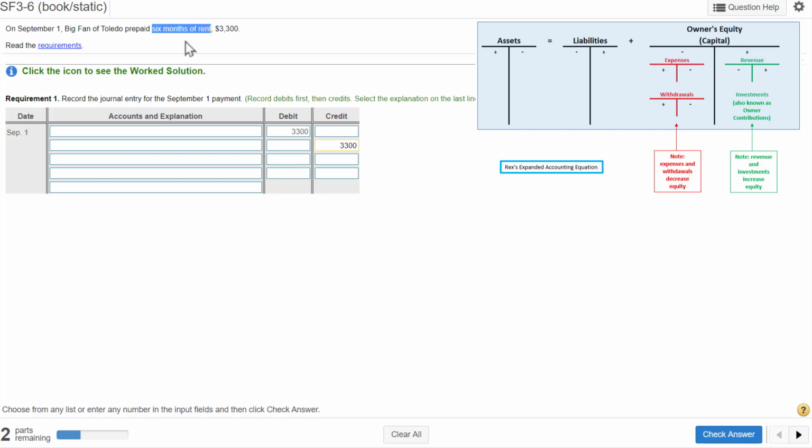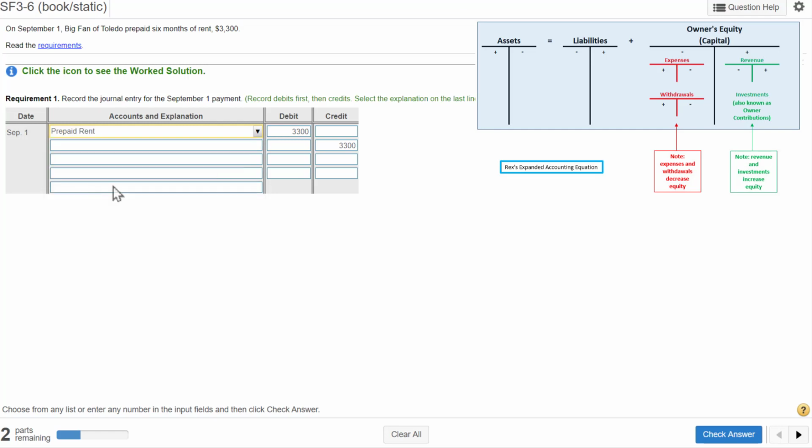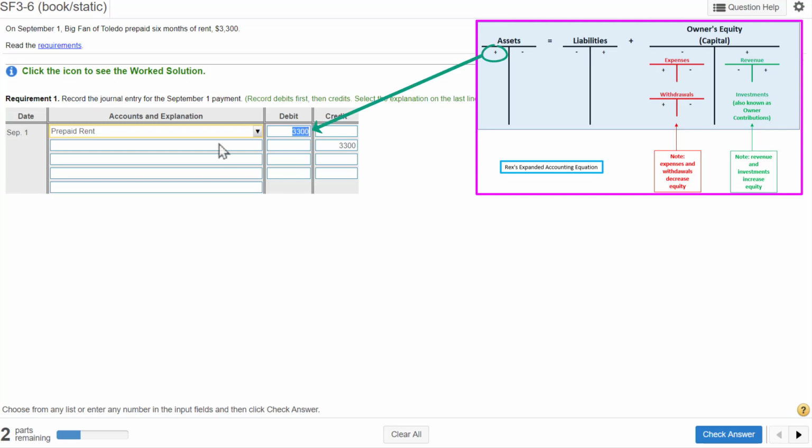Now, have those months of rent been used up already on the very first day that we buy it? No. Therefore, they have a future value, so that's an asset. So what is that asset called? It's called prepaid rent. And I'm debiting it because we have more prepaid rent. And if we look at the accounting grid, prepaid rent, an asset, goes up on the debit side.